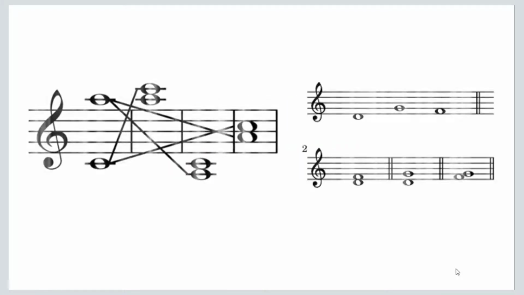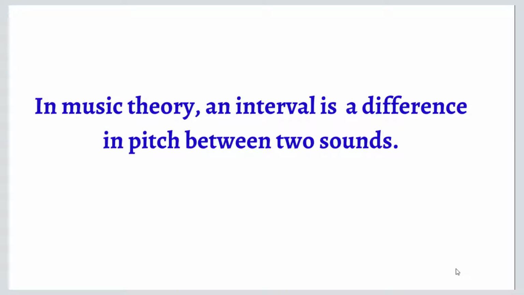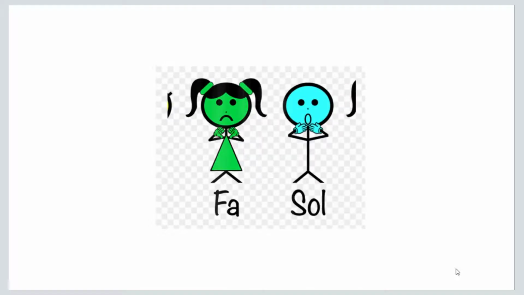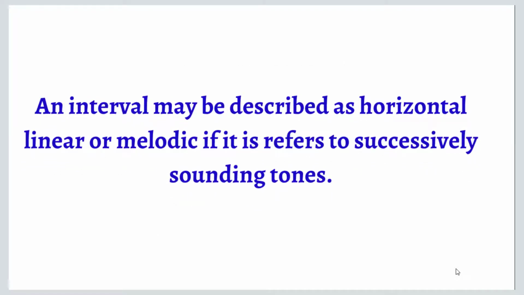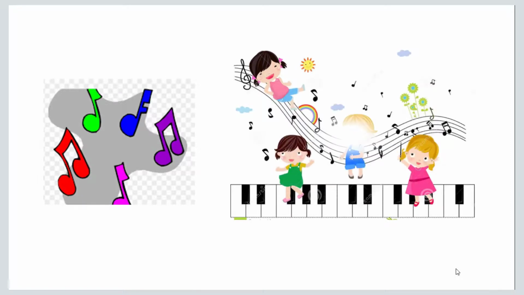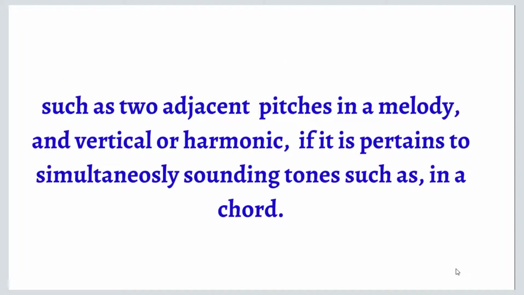In music theory, an interval is a difference in pitch between two sounds. An interval may be described as horizontal, linear, or melodic if it refers to successively sounding tones, such as two adjacent pitches in a melody, and vertical or harmonic if it pertains to simultaneously sounding tones, such as in a chord.